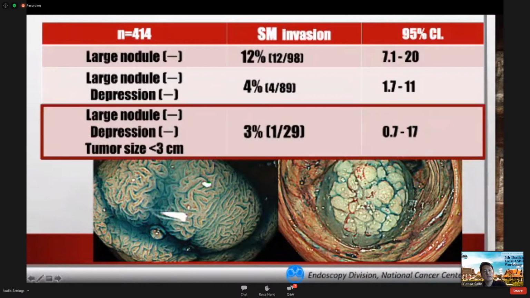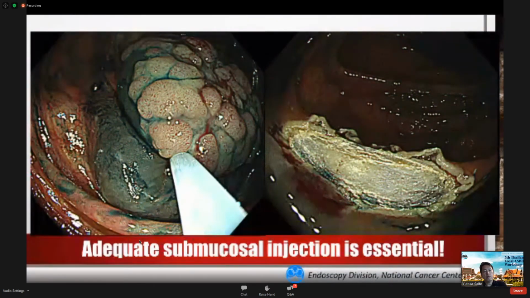And another important point is adequate submucosal injection is essential. And don't perform injection at multiple locations. The best thing is only 1 or 2 point injection. If you inject from various sides, not only the tumor, but also the surrounding mucosa will be raised up. So en bloc resection becomes really challenging. So just 1 or 2 injections only raise the tumor itself.